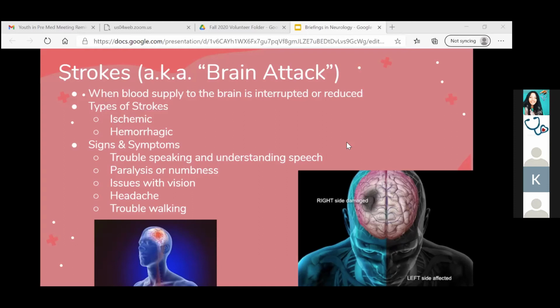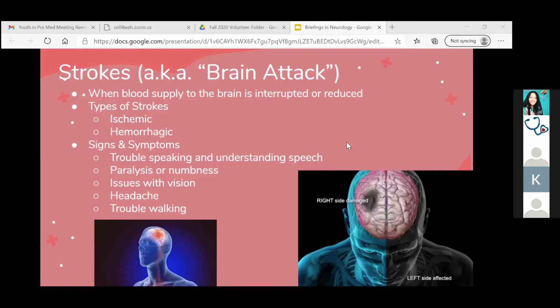The first symptom includes trouble speaking and understanding what others are saying. The person may experience confusion, slur their words, or have difficulty understanding speech. The second symptom is sudden paralysis or numbness in the face, arm, or leg. This often affects just one side of the body.